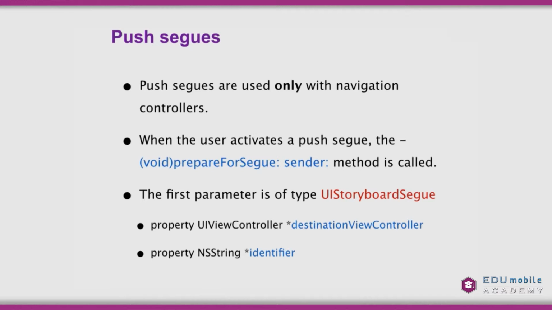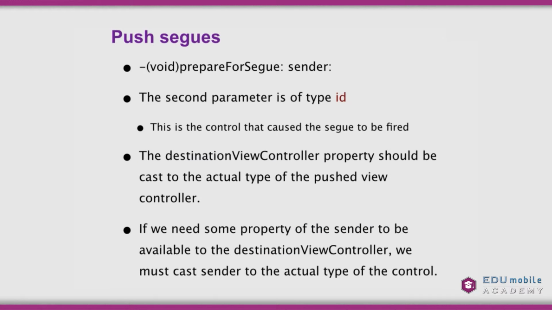So we need both of these. We need the view controller we're going to, and also the identifier of the segue. Because very often, when we're in a table view context, we will have multiple segues for different activities that may be triggered by buttons up in the button bar, or tapping a row, and so forth. So the second parameter in prepare for segue sender is the control that caused the segue to be fired.